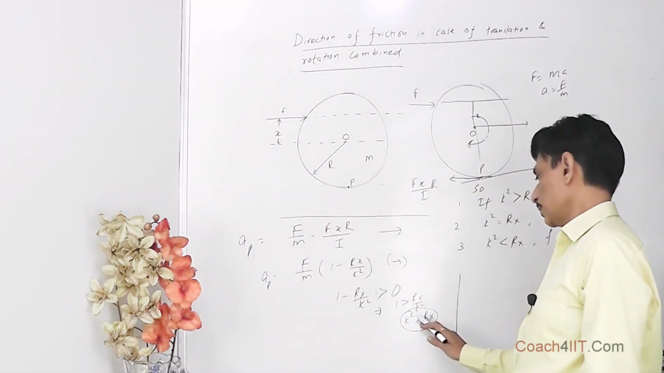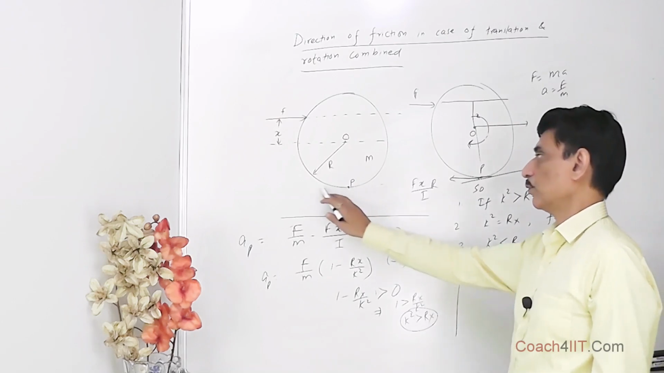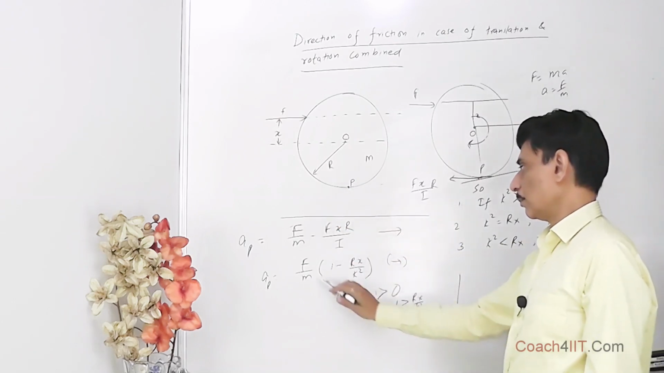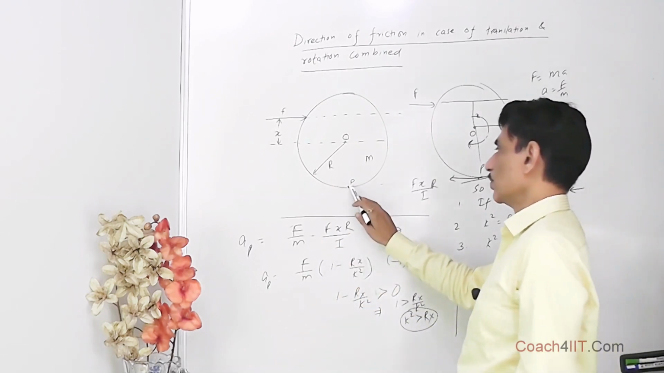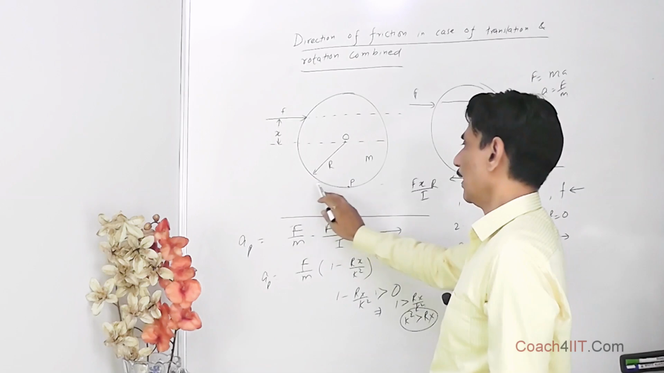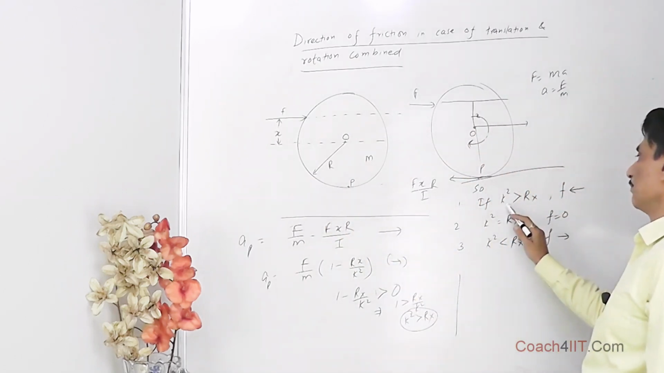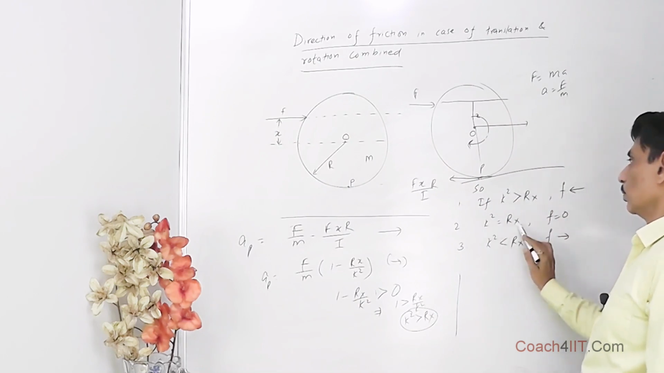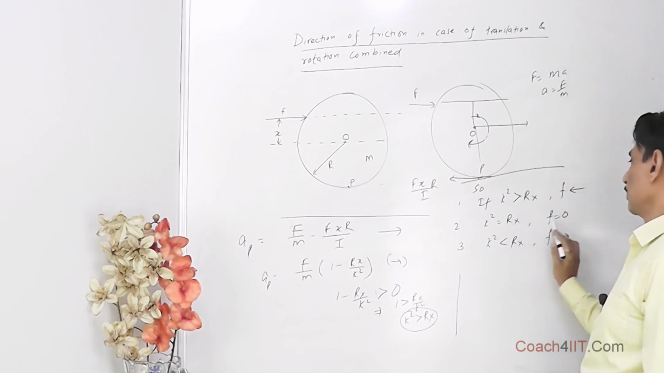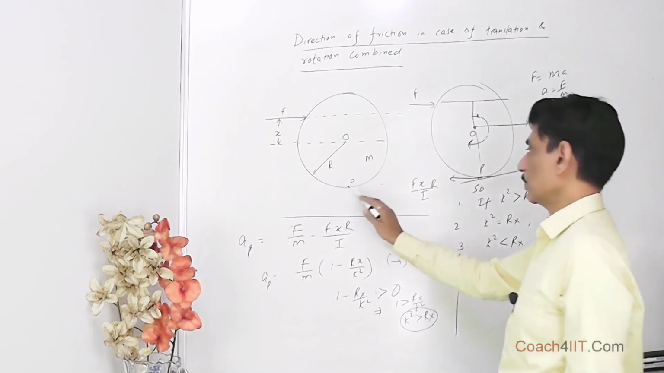So if k square is greater than Rx, then this point certainly has a tendency to accelerate this way, and the friction force will be in this direction. If it is negative, then it has a tendency to accelerate in the other direction, and the friction force will be in that direction. We have taken the various cases: if k square is greater than Rx, friction force is in this direction. If k square is equal to Rx, the friction force becomes equal to 0. And if k square is less than Rx, the friction force is in this direction.